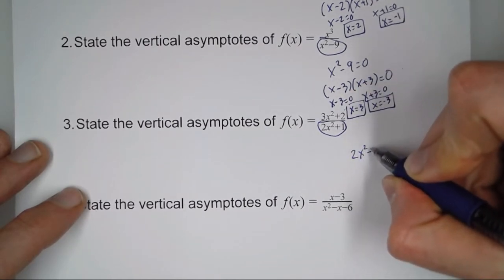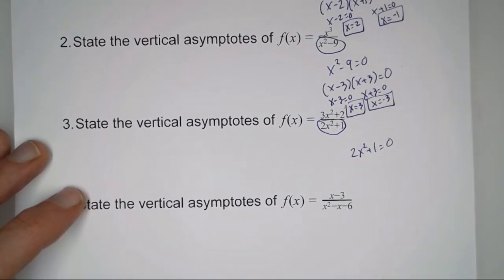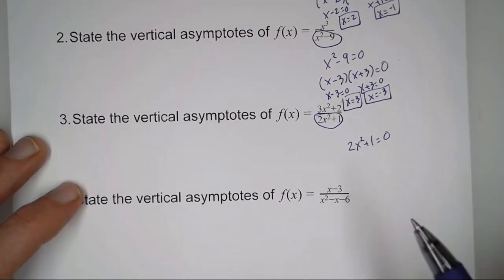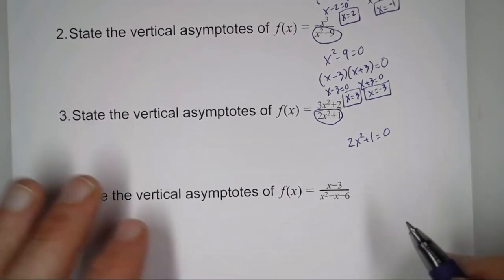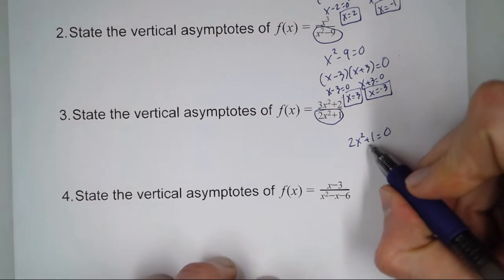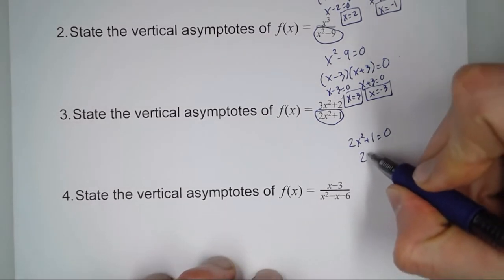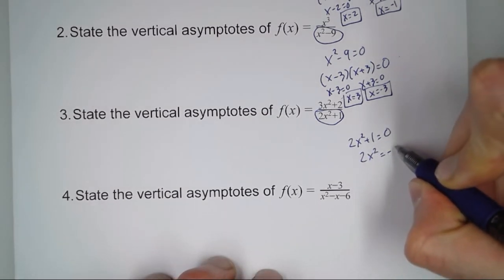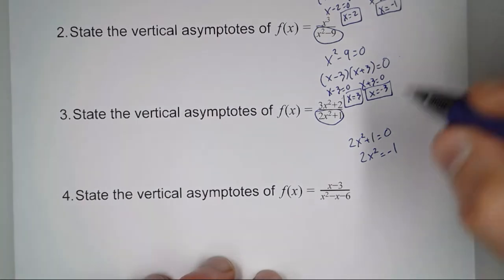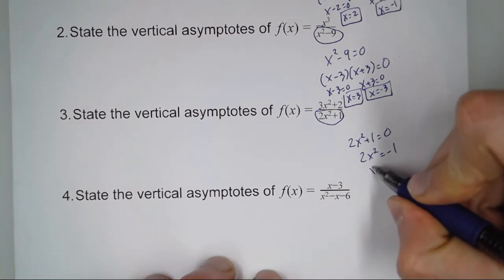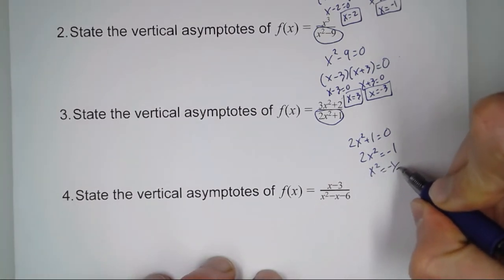For number 3, here we focus on this. 2x squared plus 1 equals 0. Now this one won't factor. So if we try to get x by itself, we could subtract 1. So 2x squared equals negative 1. We could divide by 2. So x squared equals negative 1/2.